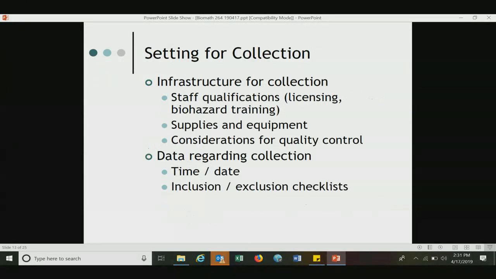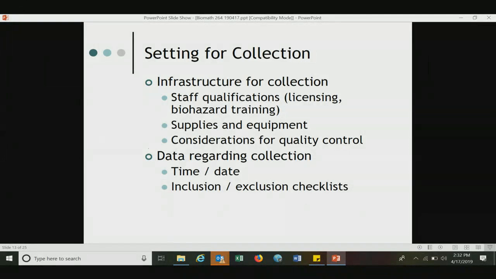Do your staff need to have particular training or licenses? You have to have a phlebotomy license if you're going to collect blood when there is not a physician present. An MA can collect, but only if there's a physician on site. What are the supplies and equipment that you're going to need for all of this? And then what do you need to think about for quality control?